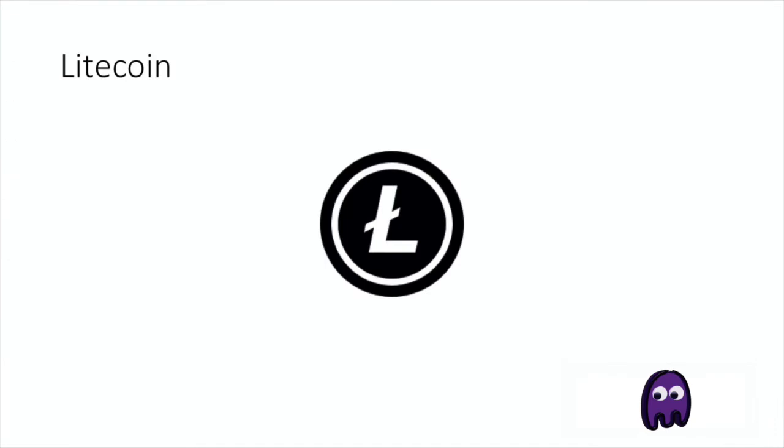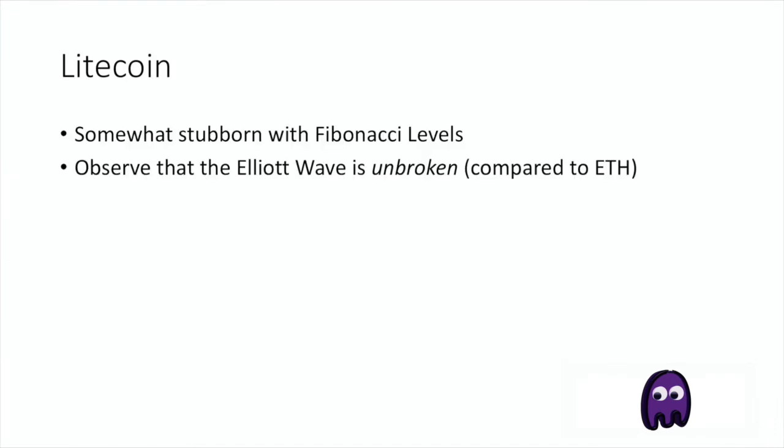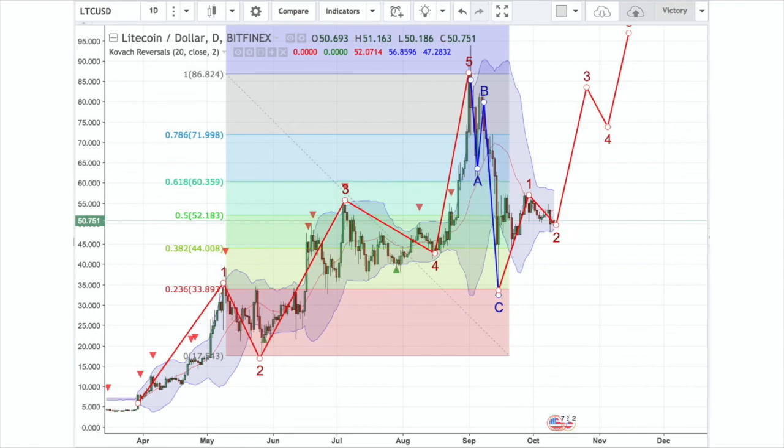Litecoin is somewhat stubborn with Fibonacci levels. However, we want to observe that the Elliott wave is unbroken when compared with Ethereum. Here's the chart of Litecoin shown with Elliott wave, Bollinger Bands, Fibonacci retracement levels. Notice we have our 5-3 wave here, followed by a retracement, followed by another impulse, and it looks like we're ready for wave 3, or the strongest impulse.